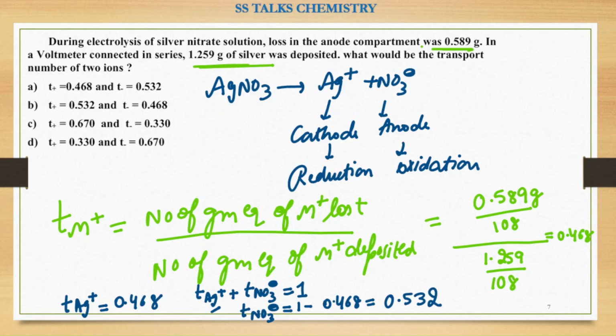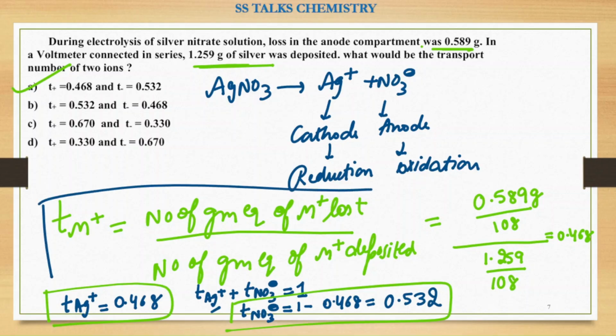So you can mark this. This one is for the Ag+ and this one is for your nitrate. So the answer we are seeing is option A only, 0.468 and 0.532. So A is the correct option. The direct formula you can just remember: the ratio of the number of gram equivalents of the metal which is being lost to the number of gram equivalents of the metal which is being deposited gives us the transport number of that metal.